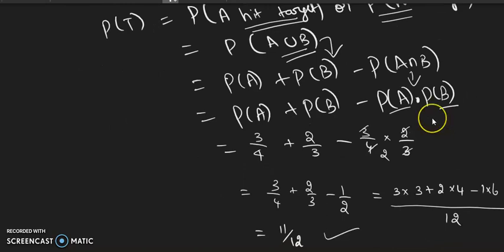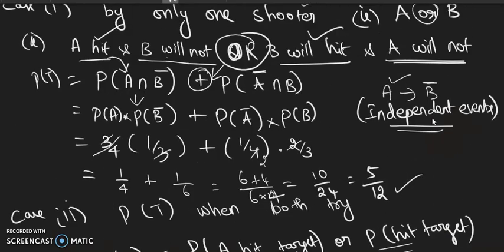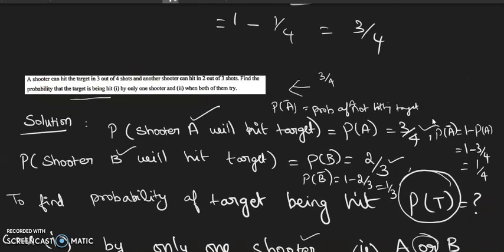So here I am finding the probability of T, the target. See here, find the probability of the target being hit. So now case 1 is only one shooter, and the second one is when both of them try.